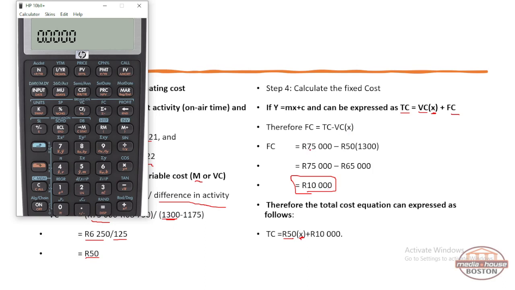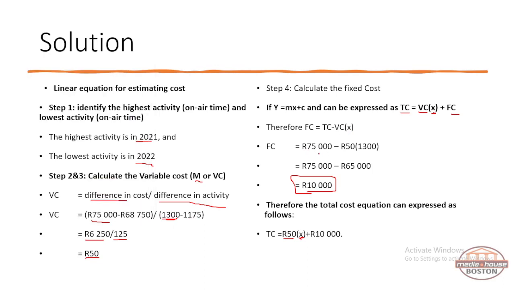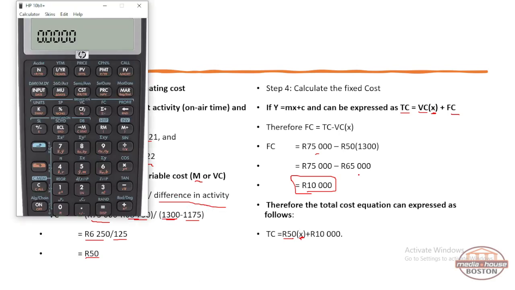So here, instead of having 75,000, the lowest activity was 1,175, and the lowest cost was 68,750, which is related to the lowest activity. So when we do this, we are going to say 50 multiplied by 1,175, which is the lowest activity. That will give us 58,750.